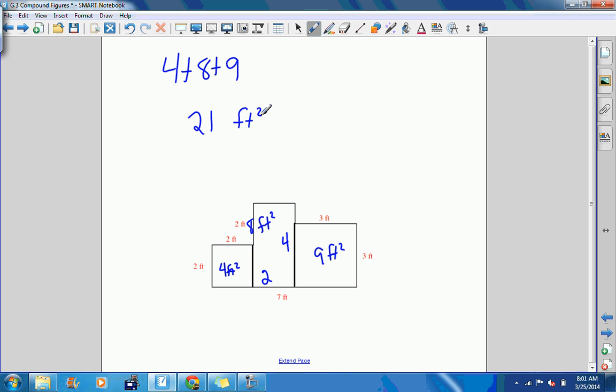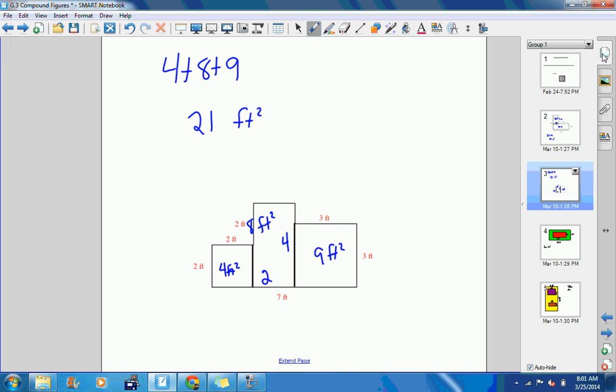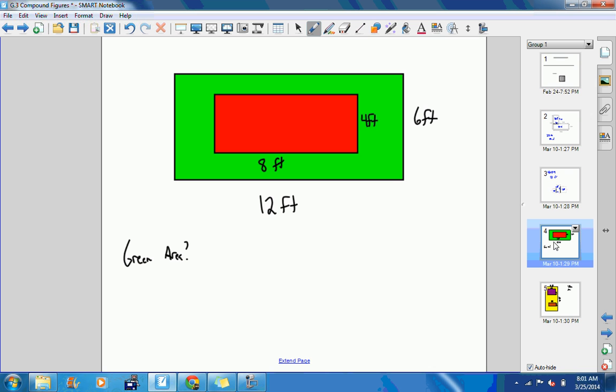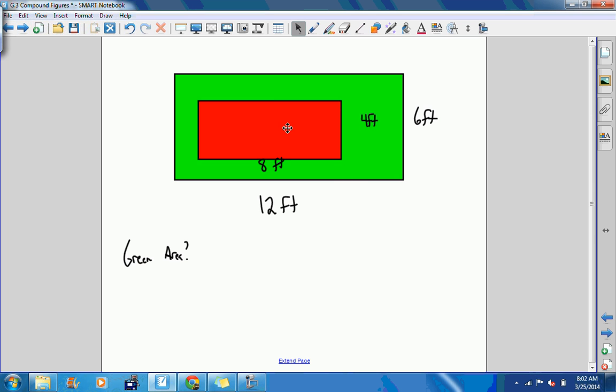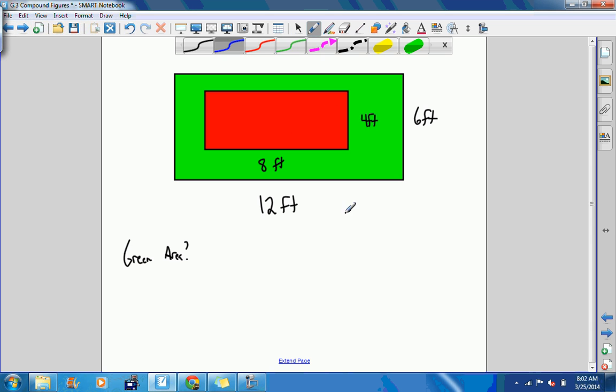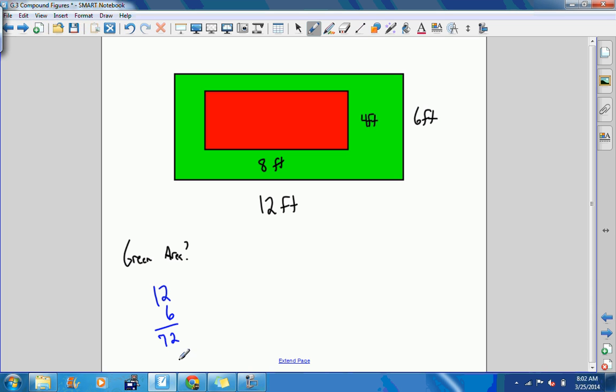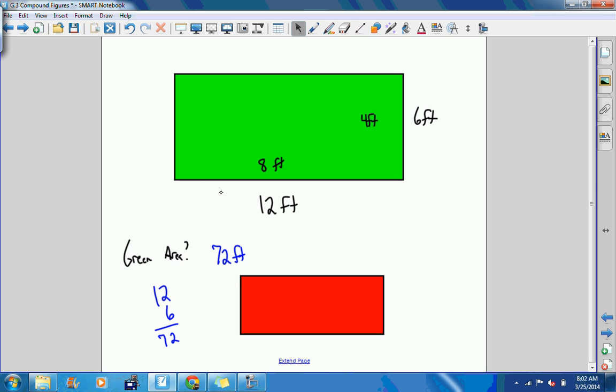Okay? So there's one more type of example we're going to do before I'll give you a problem for candy. Is this one here, if we have a square inside a square. So the idea of this problem is if we take this red square and we pull it out, we have a green square and a red square. But since we have it inside this piece, we want to know what the green area is. But if we do 12 times 6, that ends up being 72 square feet for the entire outside box. So that's this. 12 times 6 is this entire green area.